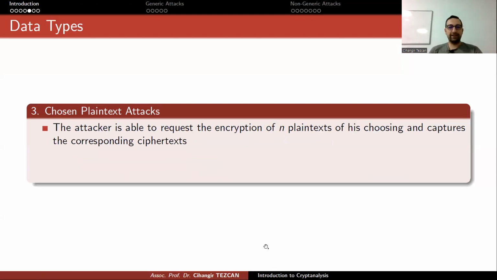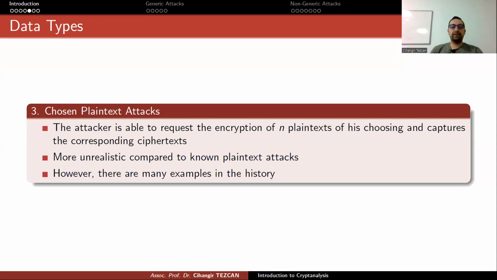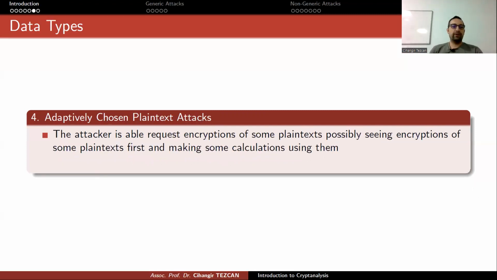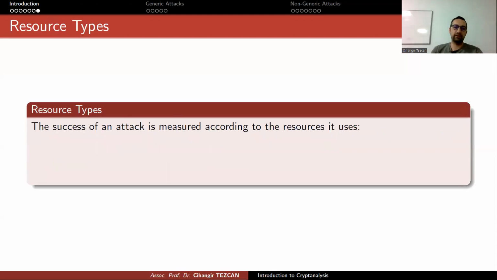Chosen plaintext attacks: the attacker is able to request the encryption of n plaintexts of their choosing and captures the corresponding ciphertext. More unrealistic compared to known plaintext attacks. However, there are many examples in history. And for the fourth and final one, adaptively chosen plaintext attacks: the attacker is able to request encryptions of some plaintext, possibly seeing encryptions of some plaintext first and making some calculations using them, then ask for more. So it is adaptive depending on the result you observe. So more unrealistic, of course, compared to the other ones. But again, if you have the device, you can interact with it and do this kind of attack.